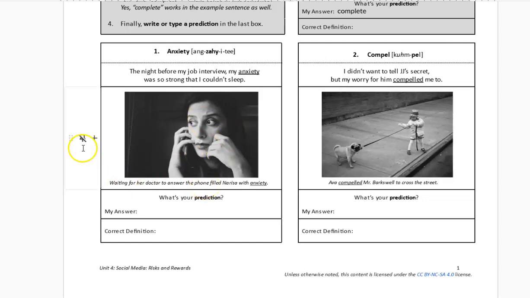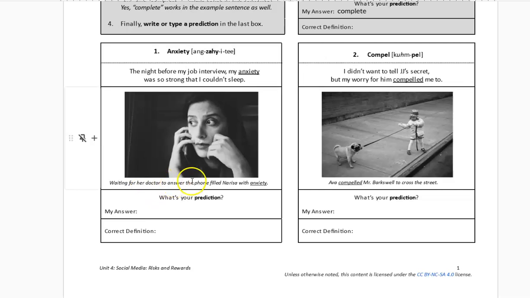If I look at the picture, I see a woman. She looks like she is talking on the phone, possibly. She has kind of a serious look on her face. Her eyebrows are sort of raised and pinched together. She has her hands on her face. She's not smiling. So now let's take a look at the caption.